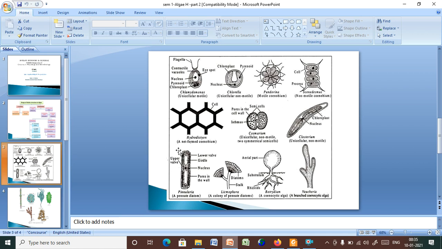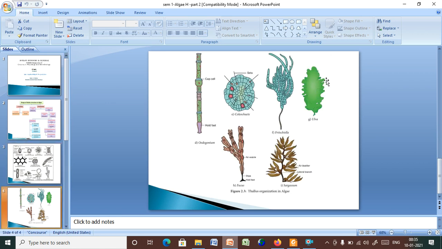Now the thalloid type, as the name implies, they form a true thallus-like structure. This is explained by the genus Ulva, a member of Chlorophyceae. Here the plant body is parenchymatous, that is, formed by parenchyma tissue-like structure, and they are formed by repeated cell divisions in more than one plane.